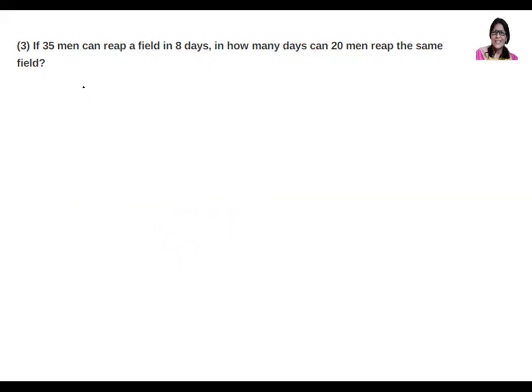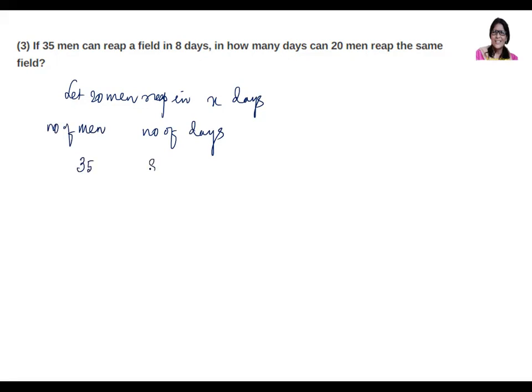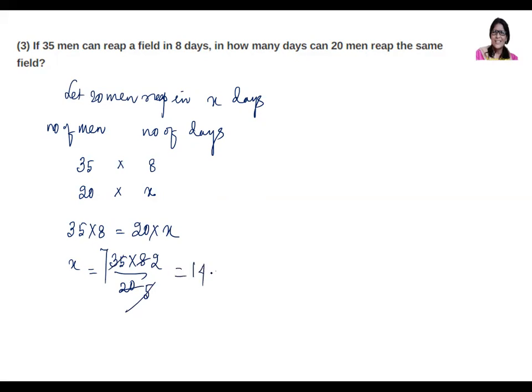Or you can write this question in this way. First, write let 20 men reap in x days. Then make columns. One is number of men and the other number of days. Here number of men is 35, number of days is 8. Number of men is 20, number of days is x. Then write down 35 multiplies 8. This product is constant, so it is equal to 20 into x. Or x is equal to 35 multiplies 8 by 20. Same answer. 4, 2, 4, 5, then 7, it will be 14. 14 days.